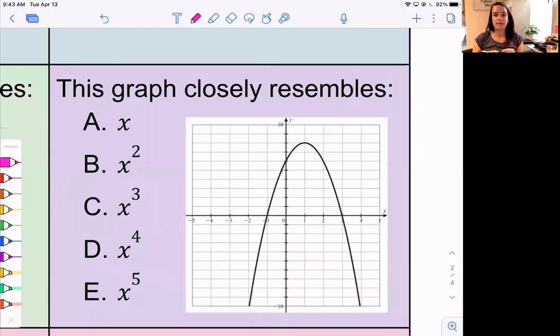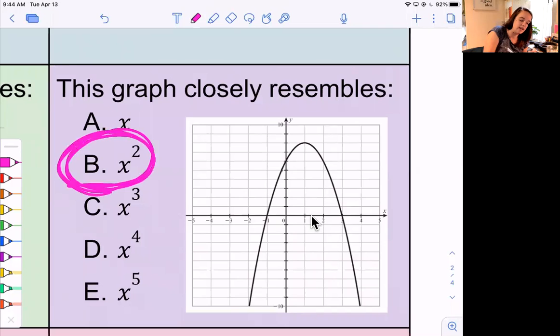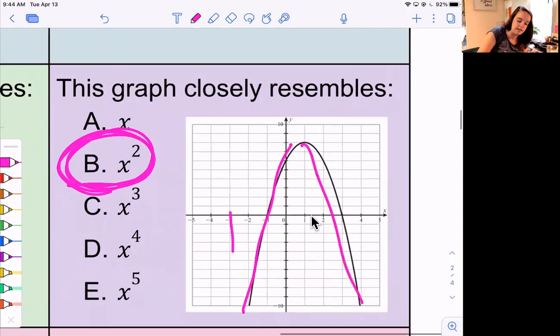You've got 5, 4, 3, 2, 1. Absolutely, Wendy. That was a good observation. Oh yeah, we know this one for sure. This one is x squared. We've got up 1, down 2, quadratic. We've seen those before, for sure.